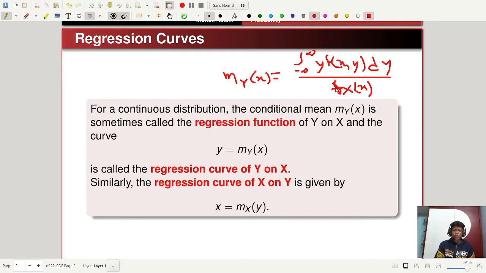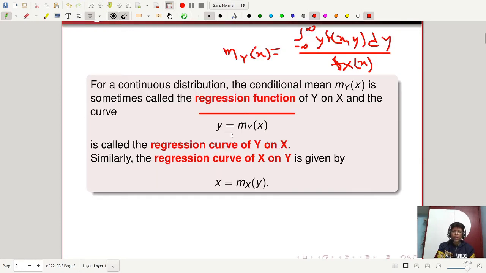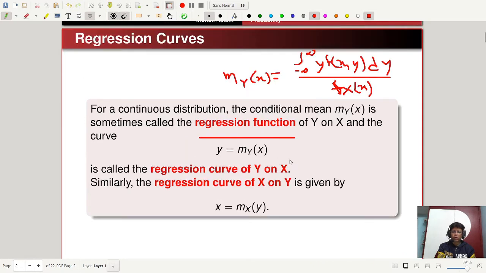For a continuous distribution, the conditional mean μ_y|x, as I have explained, is sometimes called the regression function of y on x. So this conditional mean is known as the regression function of y on x, and the expression is this. And the curve y equal to μ_y|x, where μ_y|x is the regression function of y on x, or the conditional mean, is called the regression curve of y on x. Actually, the background of the regression function is the conditional mean.